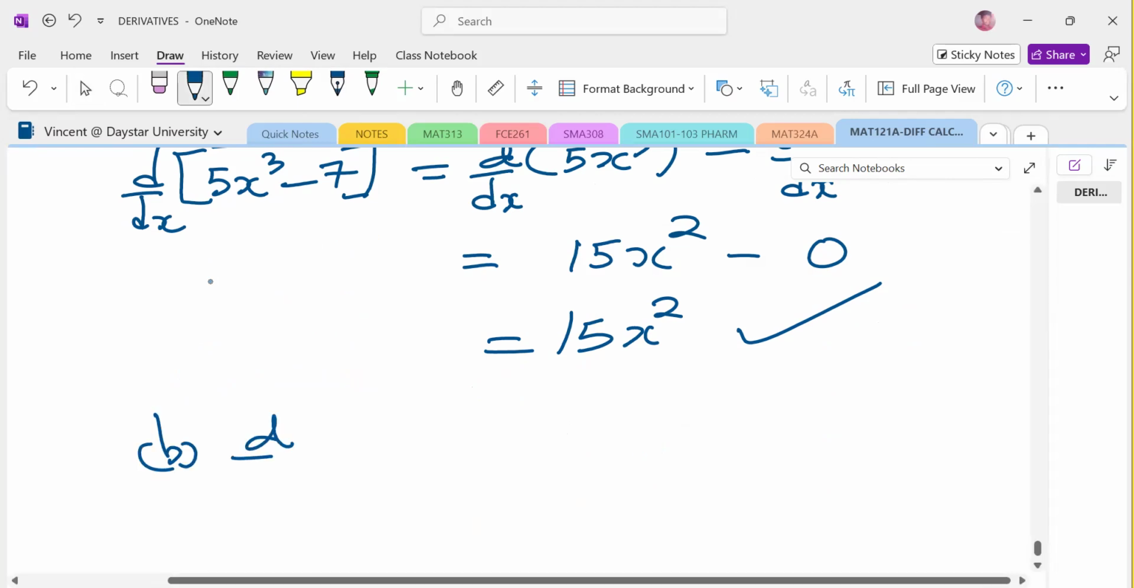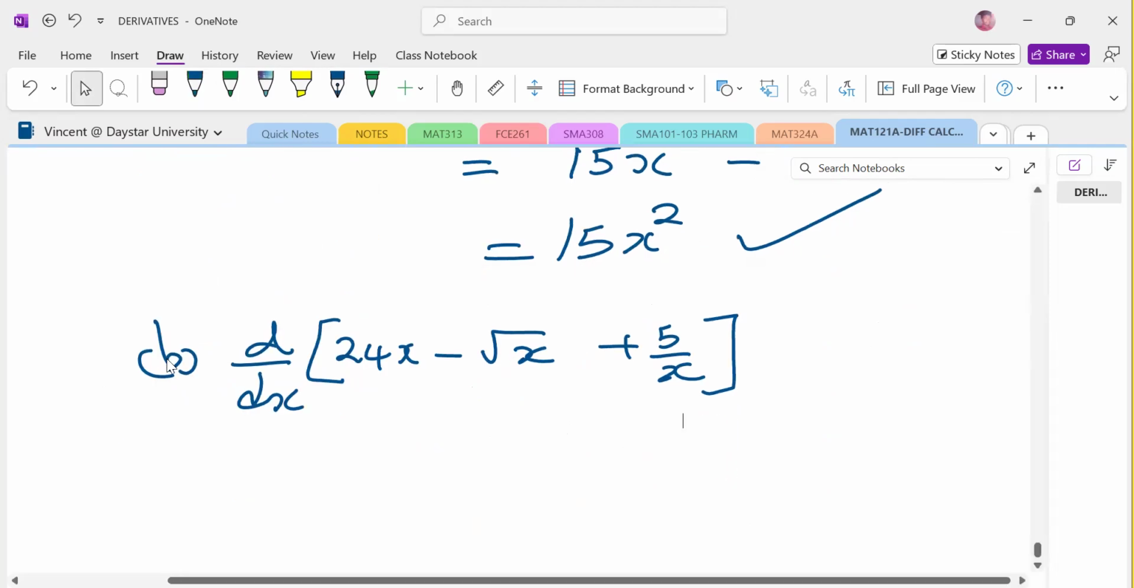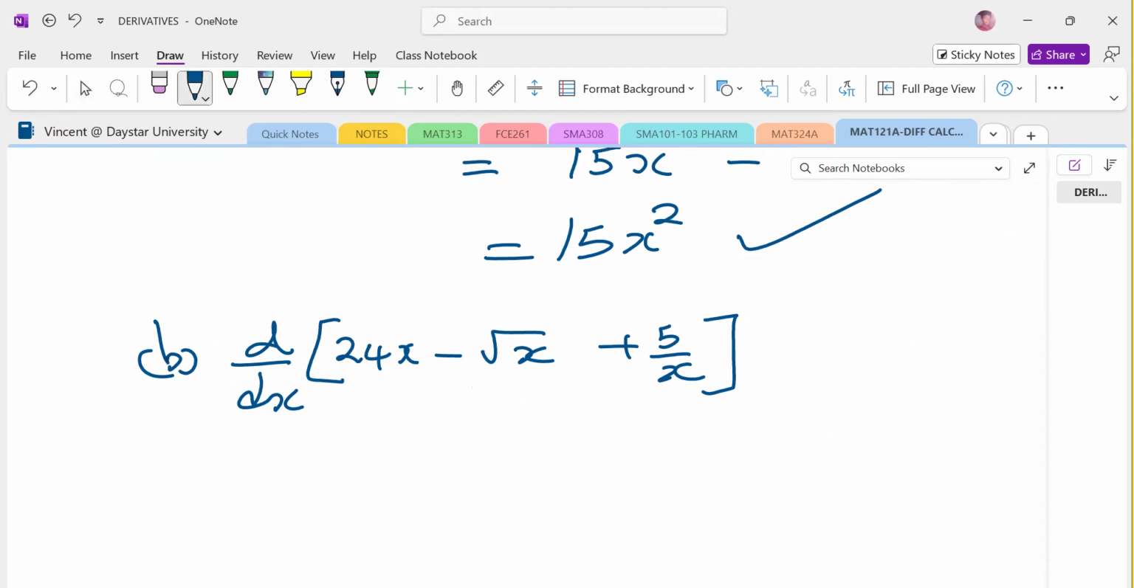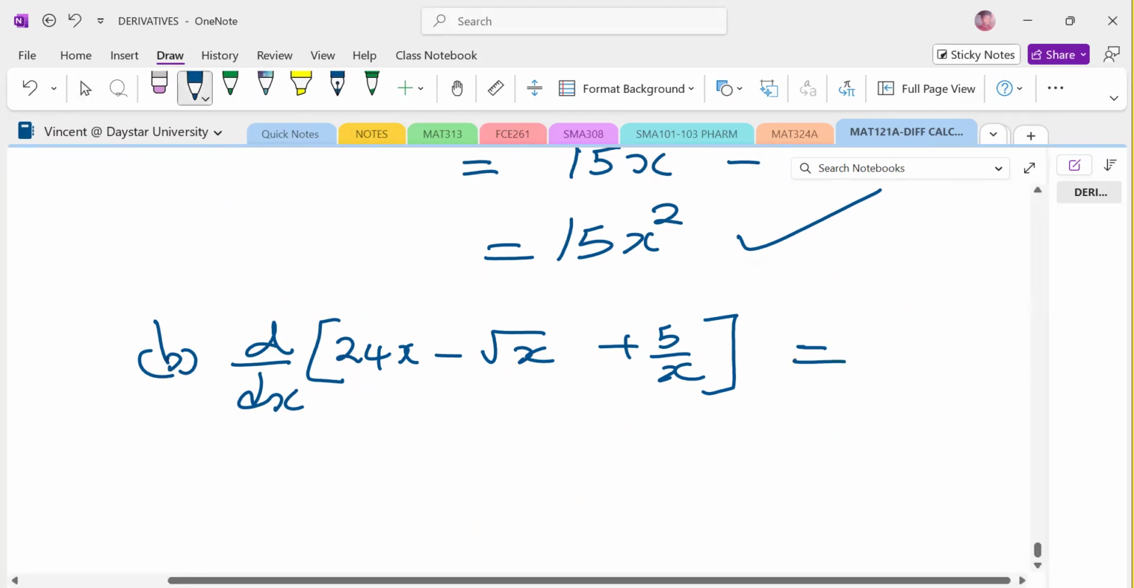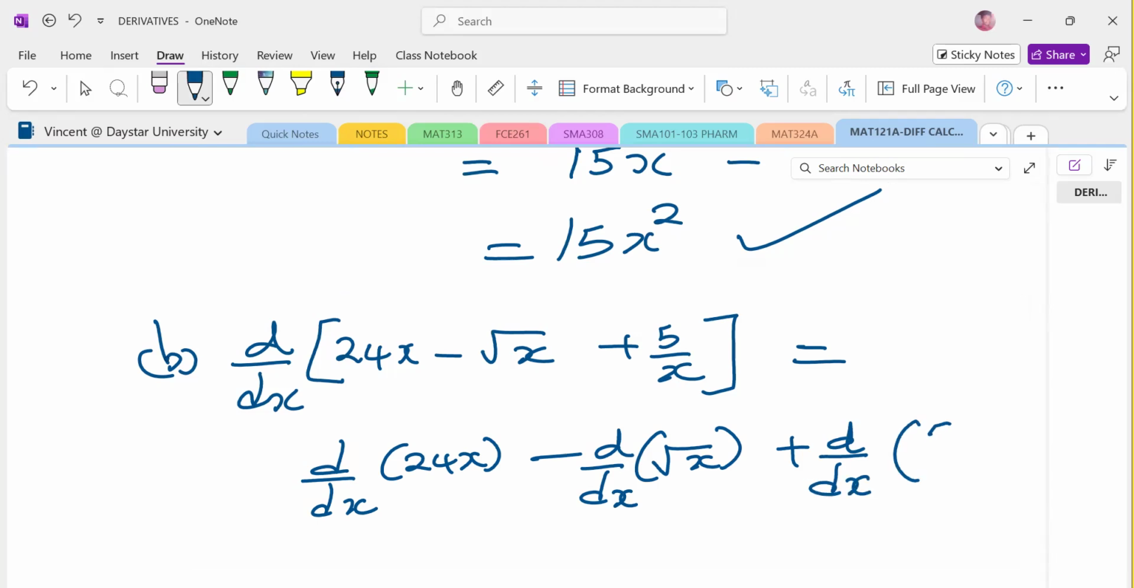d dx of the function 24x minus root x plus 5 over x. So you apply the derivative to each of the terms. So this will be d dx of 24x minus d dx of root x plus d dx of 5 over x.